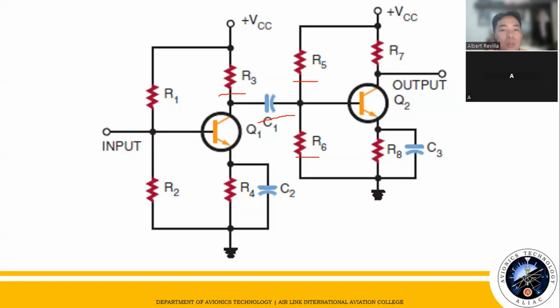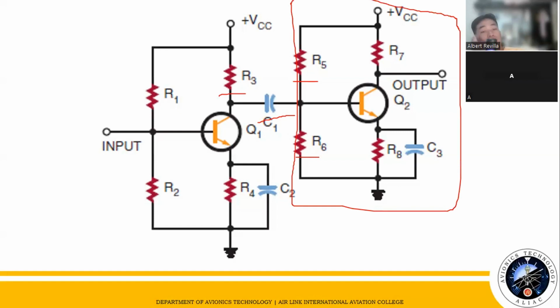So, kung hahatiin mo sa umpisa, okay, ang input ng second amplifier ay manggagaling dito kay first amplifier circuit. Yan.